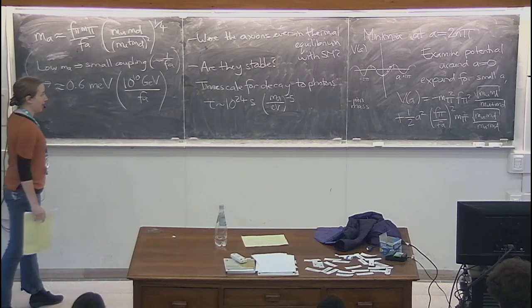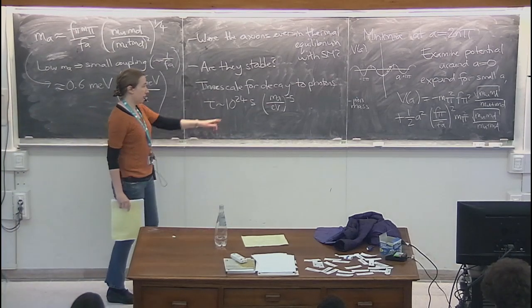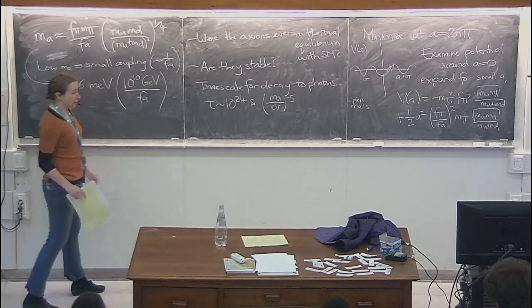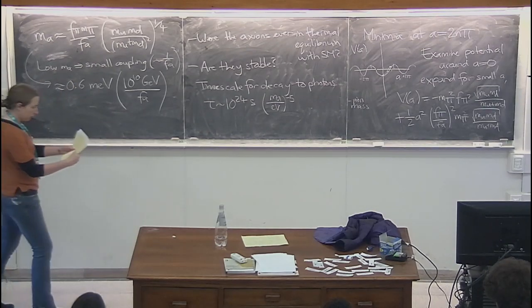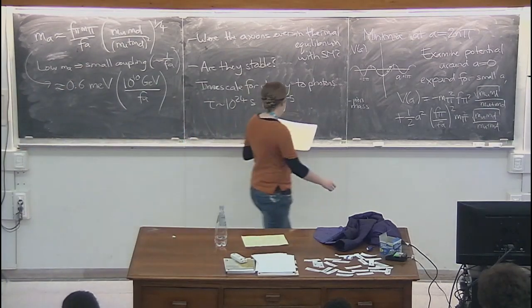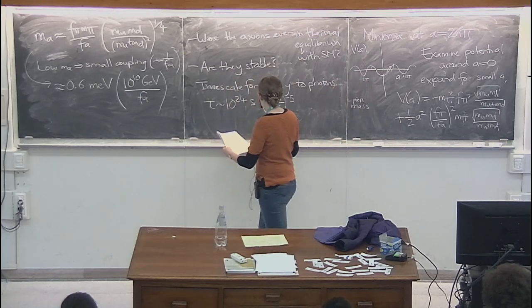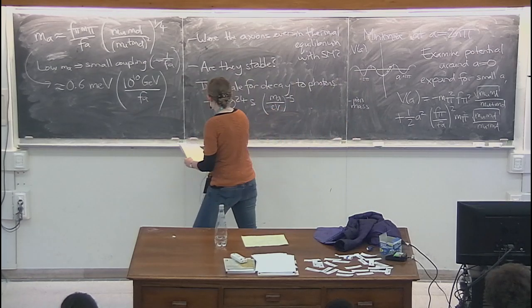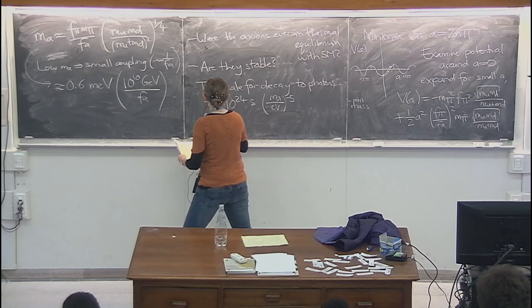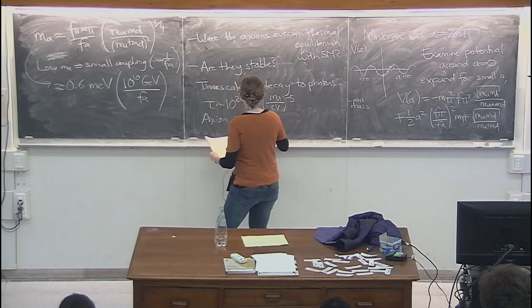So this tells us that if you want axions to be dark matter, axion DM would have to have a mass scale less than about 20 eV, or it won't be stable on time scales of the age of the universe.